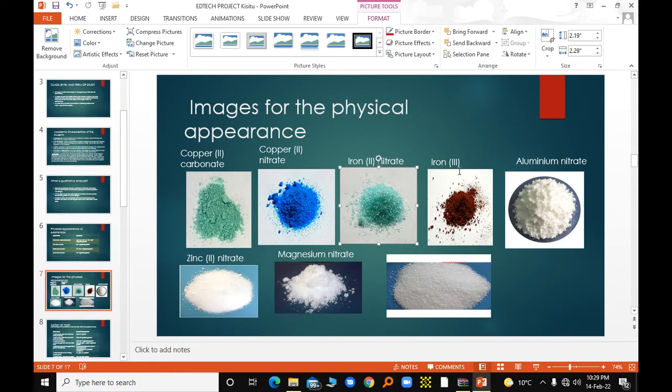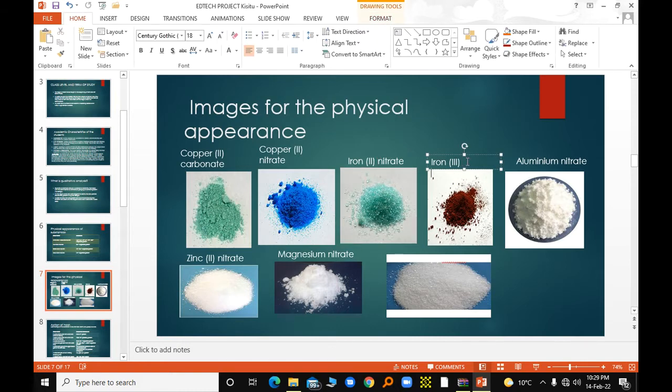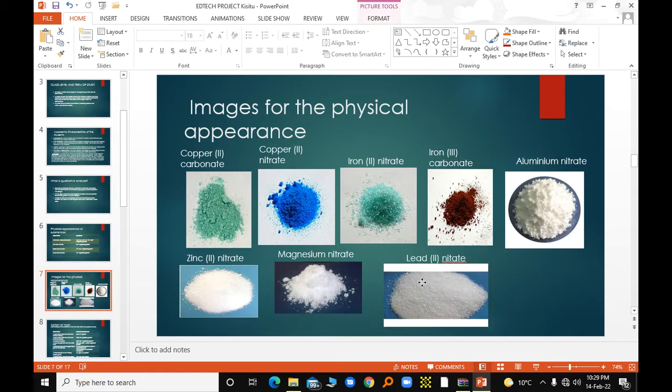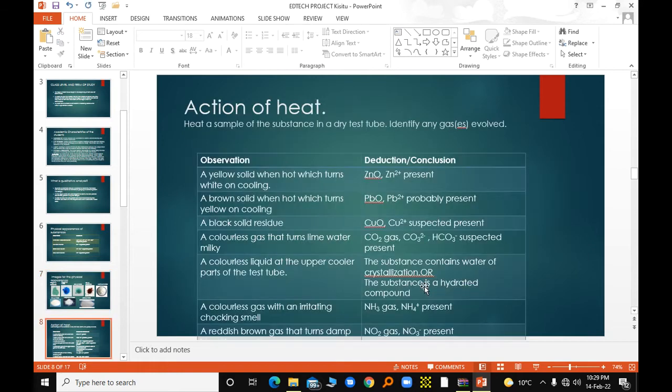This is an iron 2 compound. Iron 3 compounds, I've said they are brown. This is aluminium nitrate, which is white. This is zinc 2 nitrate, which is also white. Magnesium nitrate, which is also white. This is lead 2 nitrate, which is also white. So those are the physical appearances of the substances. Let's move to another slide.